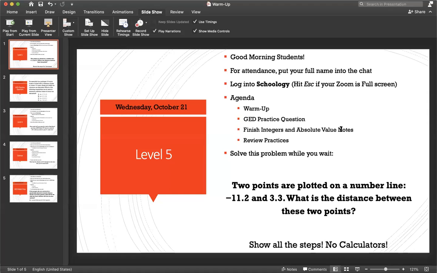That's going to be the goal, is to finish our absolute value notes, get a couple of practices in with a GED practice question, as well as the practices that we have to do for this week. We're going to review those. And that's really it. I think that's really the plan for today. We're going to make sure that we're nice and ready to finish up week 5 strong and prepare for week 6 worth of content, which is going to be next week.